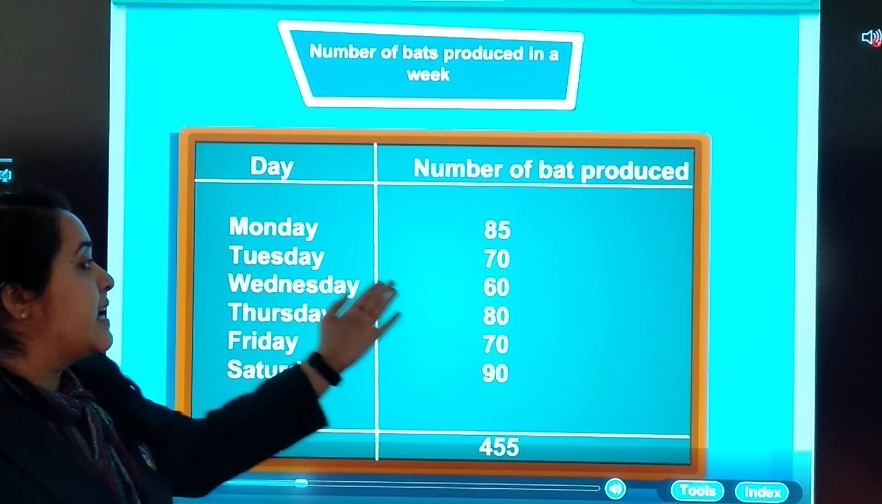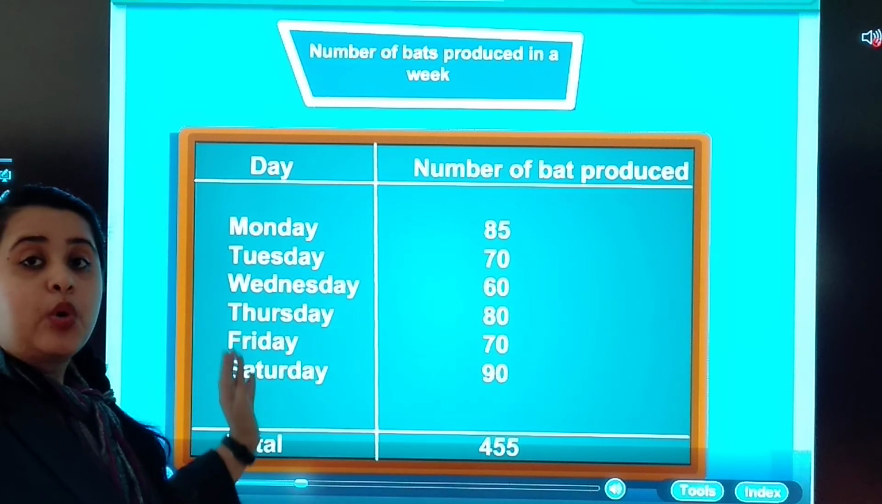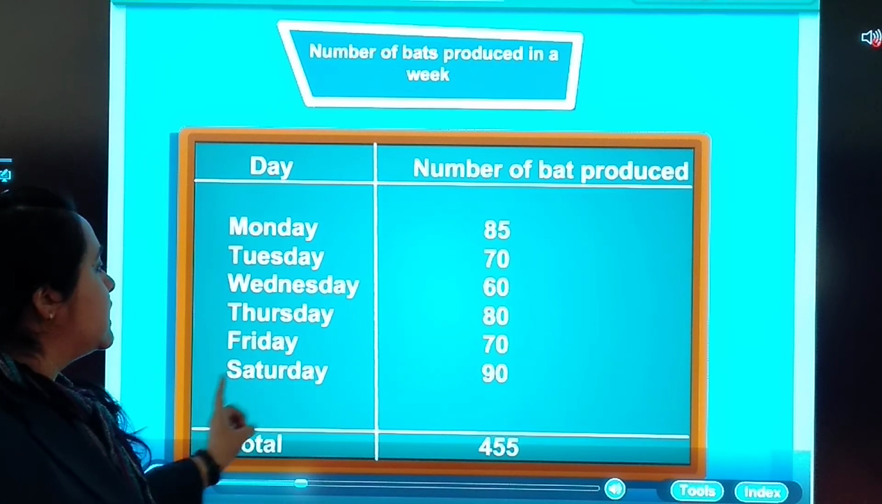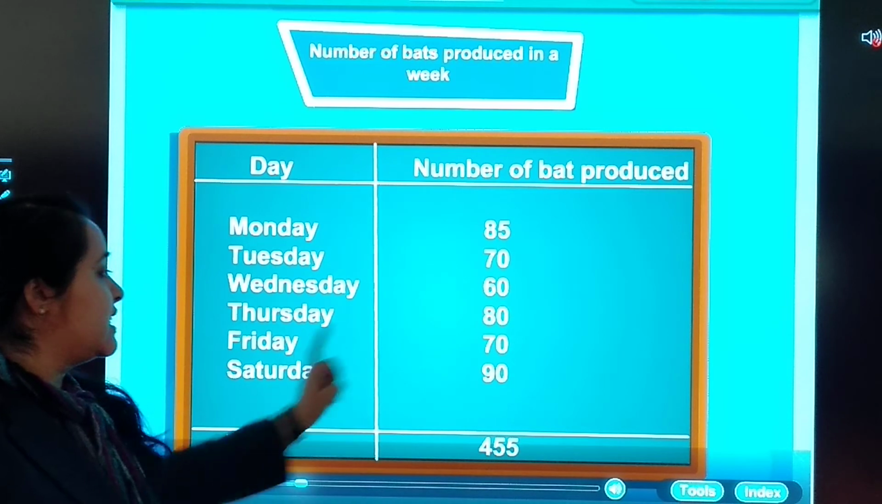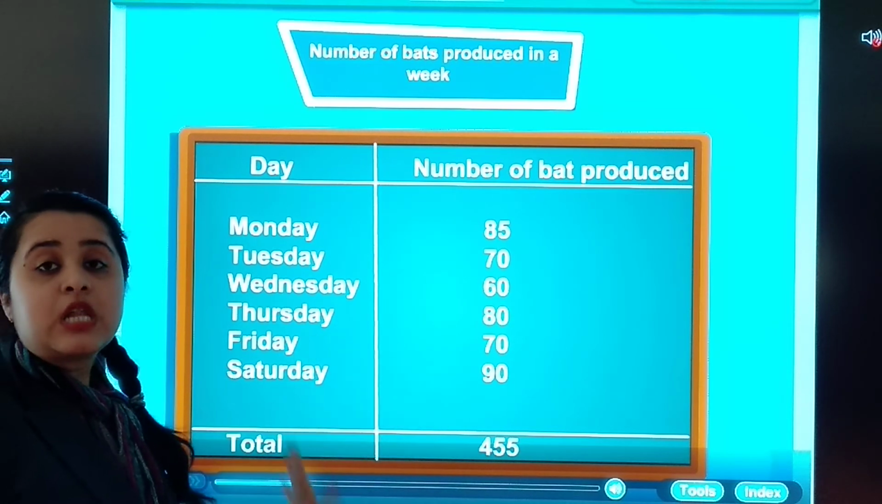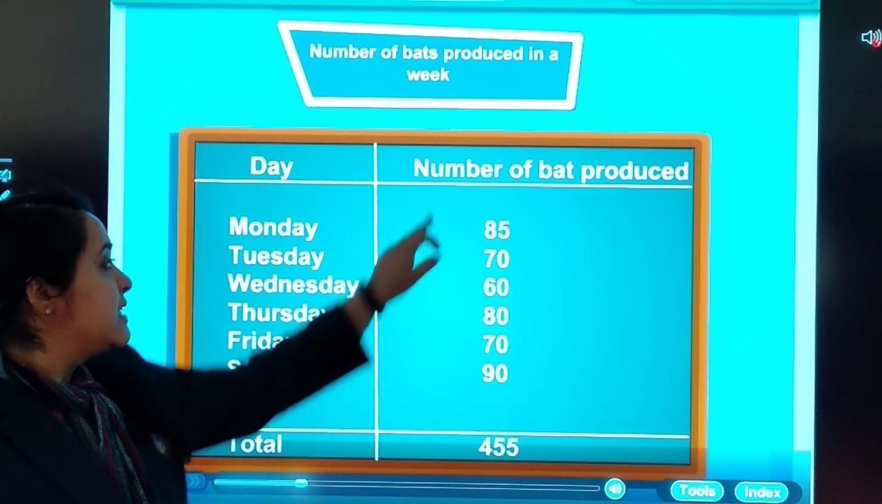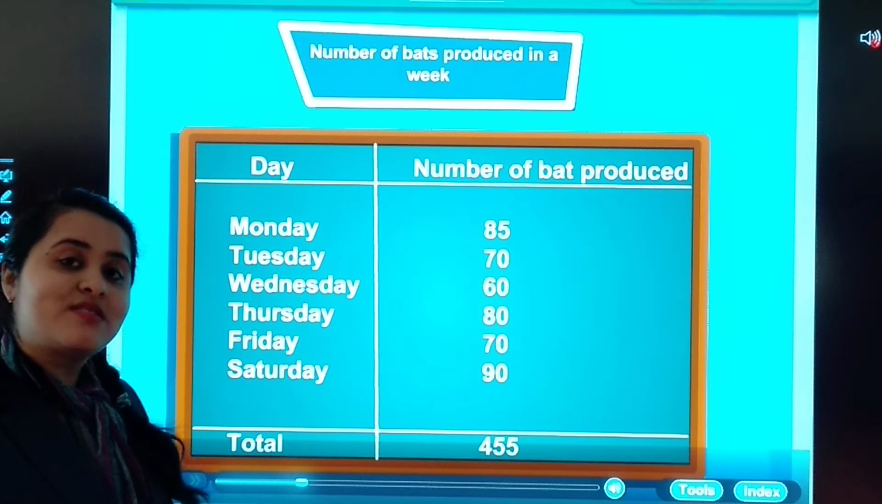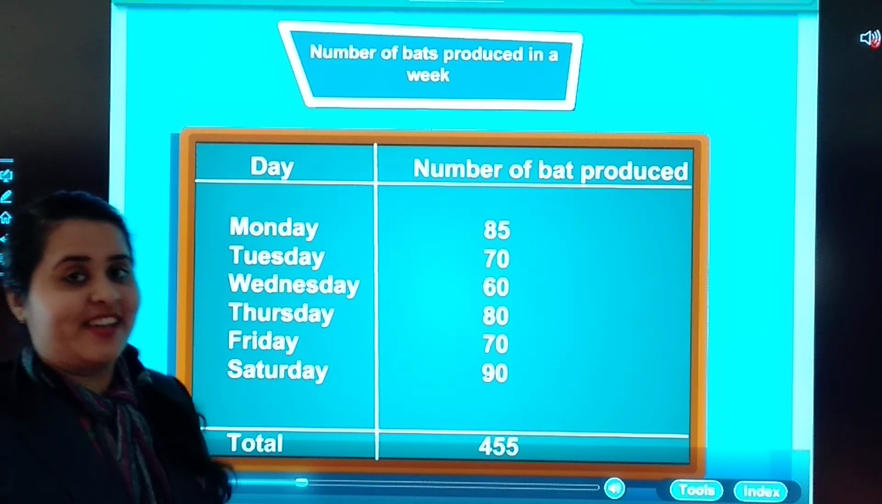On Monday, 85 bats were produced. Tuesday, 70. Wednesday, 60. Thursday, 80. Friday, 70. And Saturday, 90. The total number of bats produced in a week is the sum of all these numbers. So my answer will be 455.